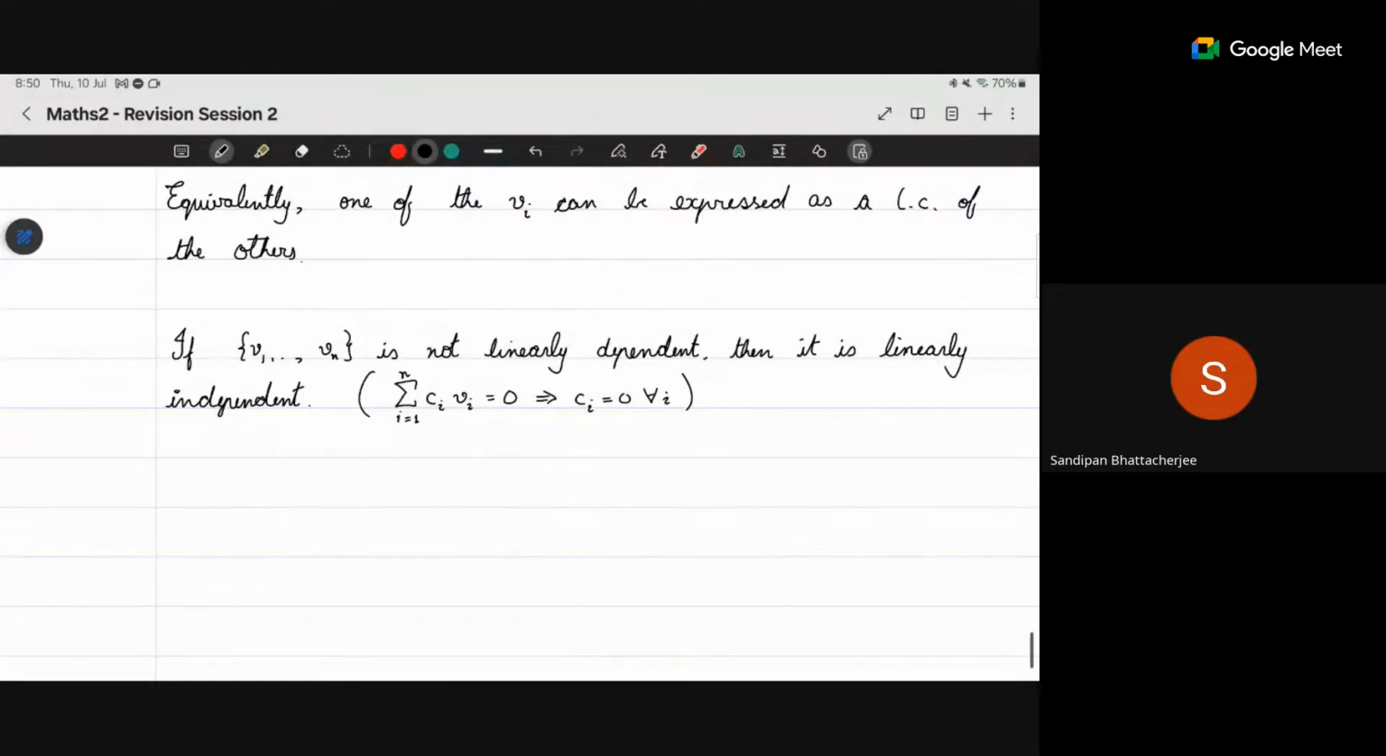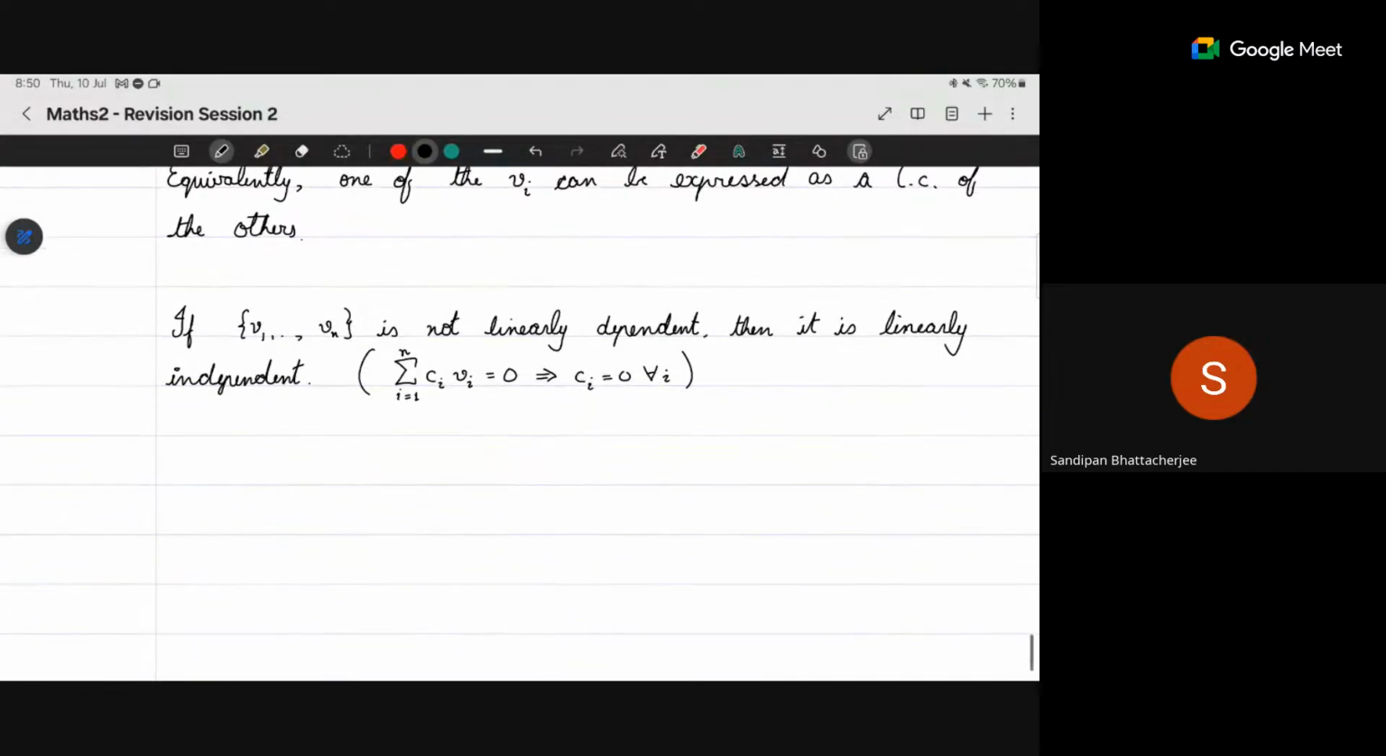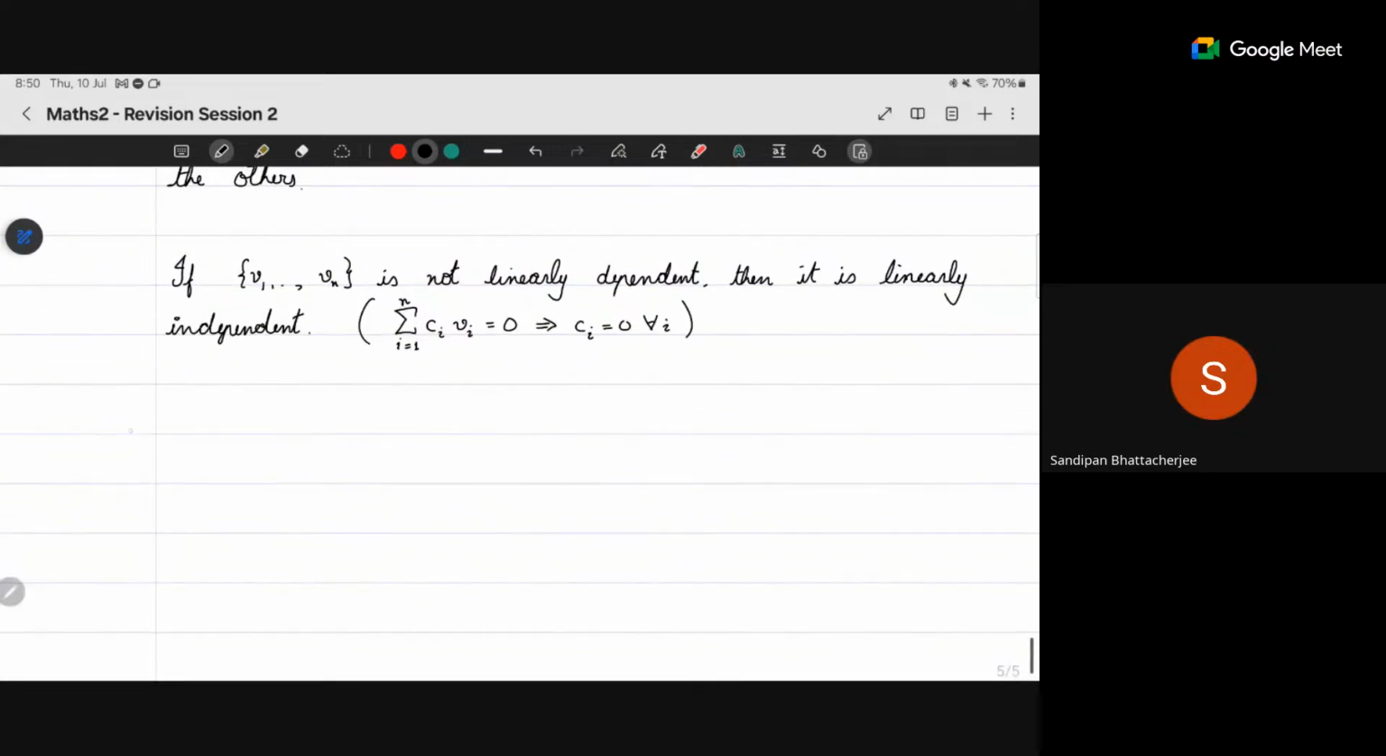Now, that is all about the definition. Now, how do we actually check linear dependence or independence? First we'll take up some special cases. I'll just tell you what you can use to work out things. The first special case is just a set of two vectors.